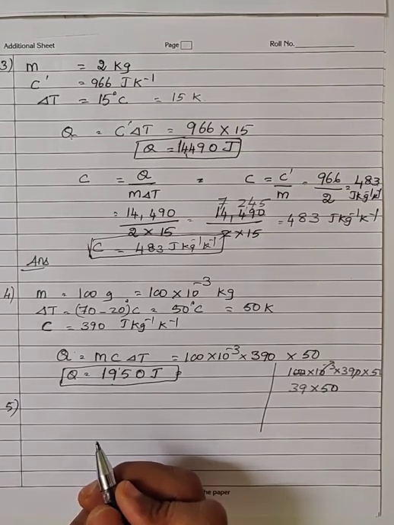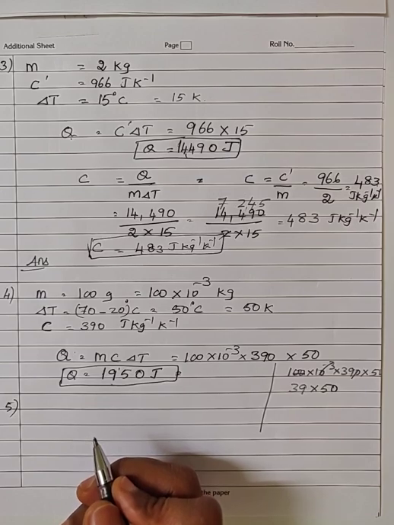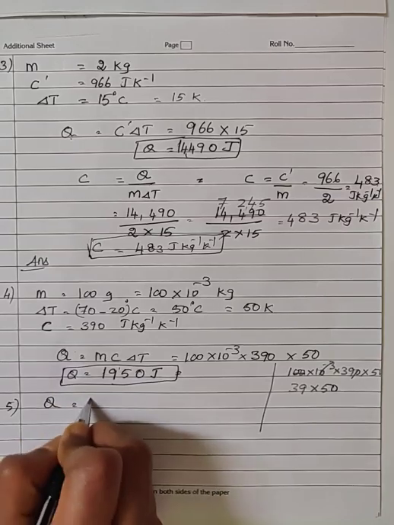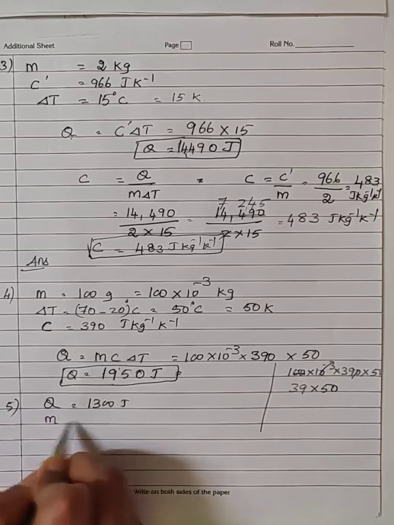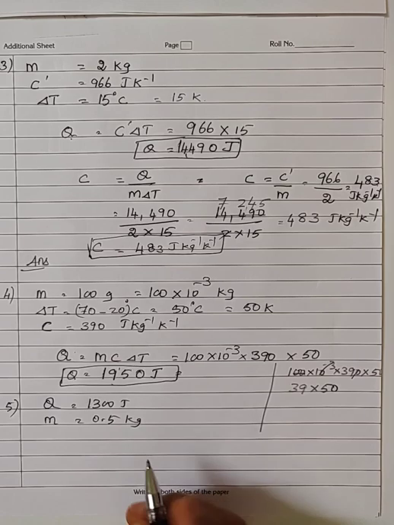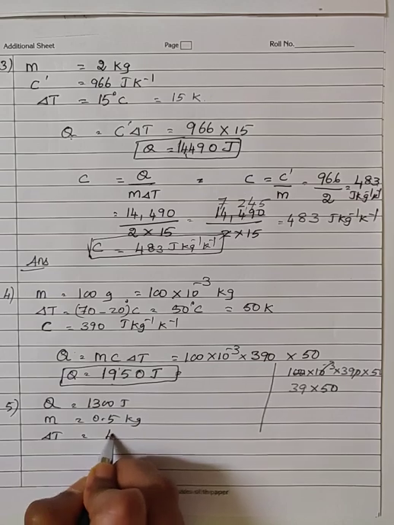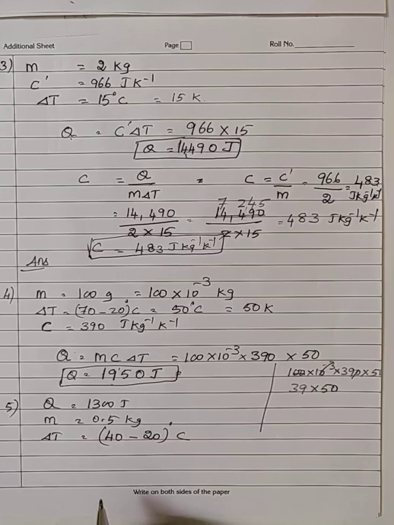1300 joule of heat energy is supplied to raise the temperature of 0.5 kilogram of lead from 20 degrees Celsius to 40 degrees Celsius. Calculate the specific heat capacity of lead. Yes. Here the quantity of heat energy is given, Q is given as 1300 joule. And the mass of lead is given as 0.5 kilogram. Next one, the change in temperature is given as delta T, 20 degrees Celsius to 40 degrees Celsius. That means rise in temperature means final temperature minus initial temperature. And you are asked to calculate the specific heat capacity.